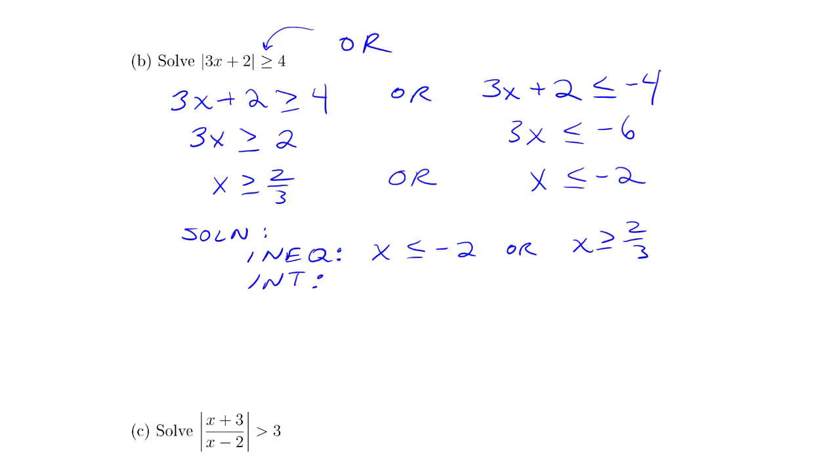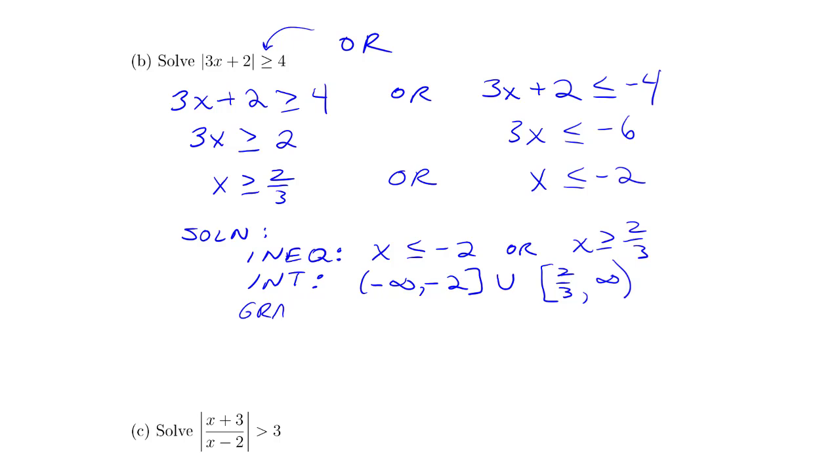As an interval, again, I have to write this as two separate intervals. X less than or equal to negative 2 would be negative infinity to negative 2, and then union 2/3 to infinity. Whoops, I'm sorry, these should be closed, as that is or equal to, so negative 2 is closed and 2/3 is closed, to infinity.